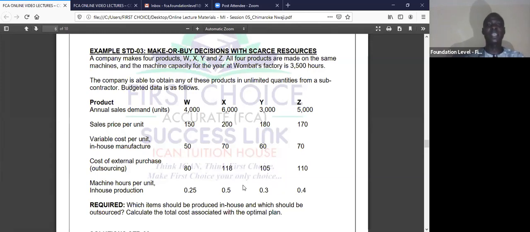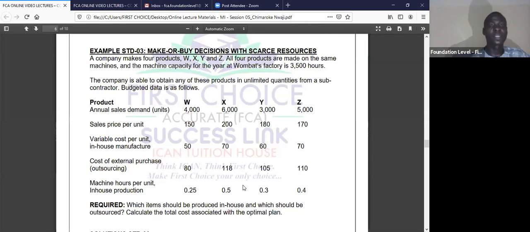Now, when they are telling you all of them are made on the same machine, you know that they are trying to tell you something is limiting. That is the cue for you to know that limiting factor is coming. And now the machine capacity for the year at Wombat's factory is 3,500 hours. So now they have given you the machine hours that are required here.